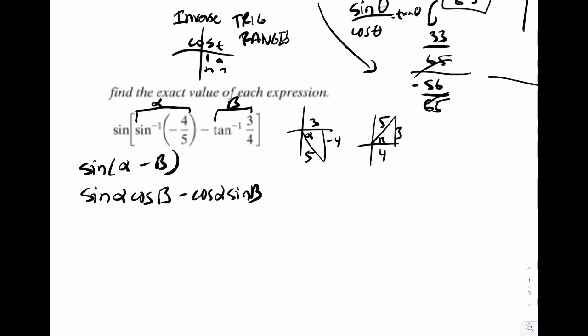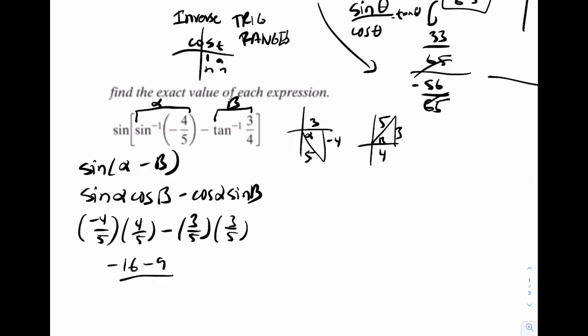And then from here, it's pretty much the same thing we've been doing. Sine alpha, that's negative 4 fifths. Cosine beta, that is 4 fifths. Minus cosine alpha, that would be 3 over 5. Sine beta, 3 over 5. Negative 16 minus 9 over 25, that reduces to negative 1.